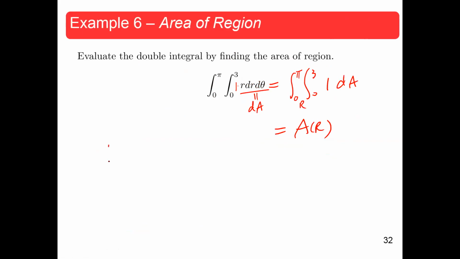So now the question is, what is this region? The region can be described by looking at your limits. The radius r here is between 0 and 3. Theta here is between 0 and pi.